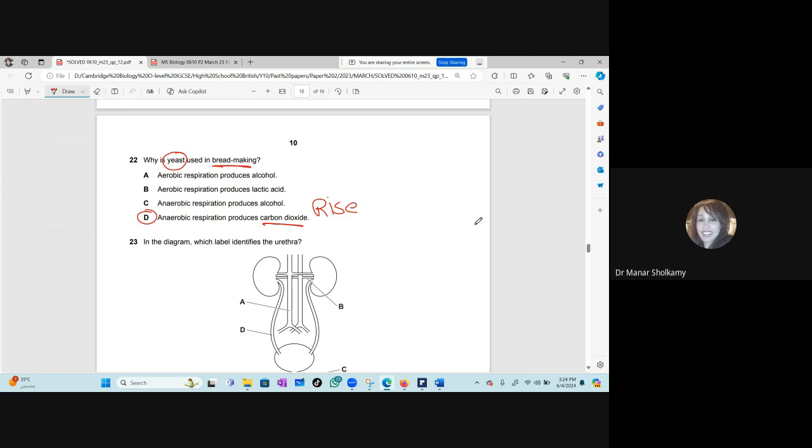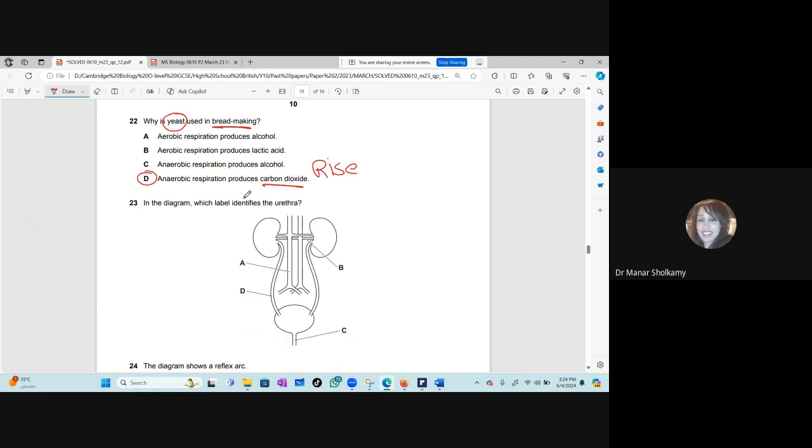We took it in respiration. In the diagram, which label identifies the urethra? C. Yes. What is D? Ureter. Good.